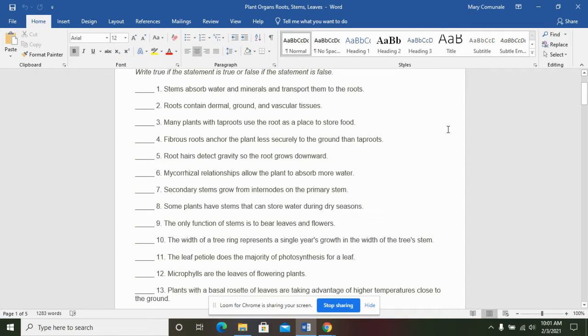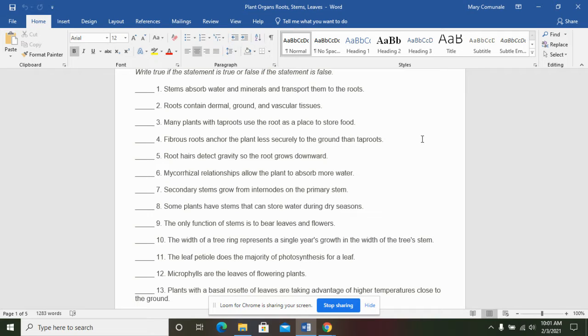Stems absorb water and minerals and transport them to the roots. That is going to be false. The roots actually transport these things to the stems. Roots contain dermal, ground, and vascular tissues. That one is going to be true. They do contain these different types of tissues. That's how they transport their water.